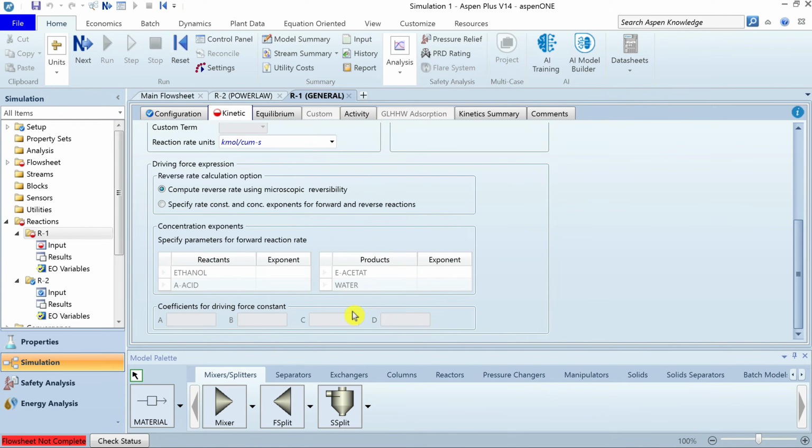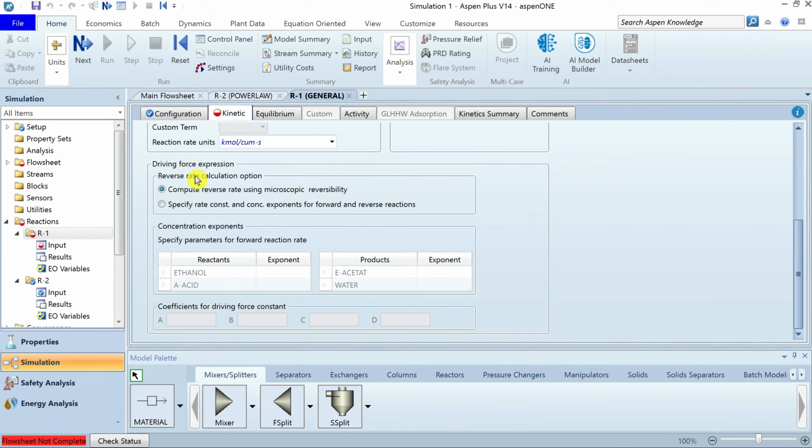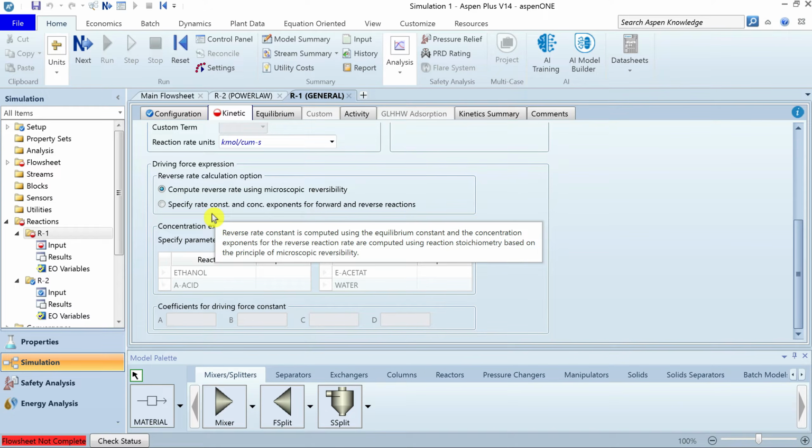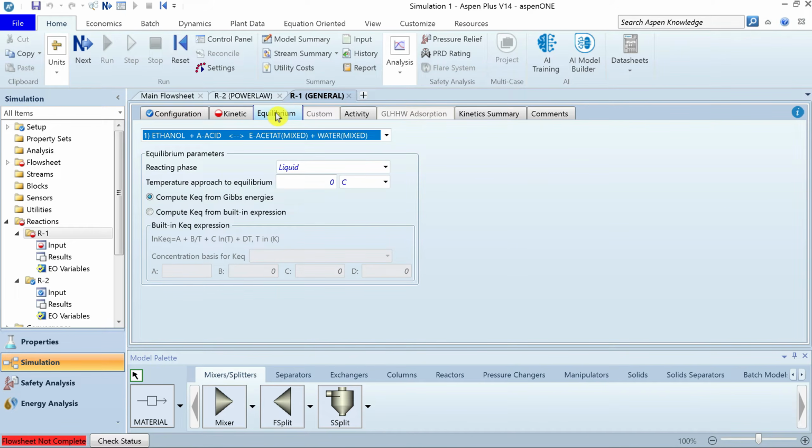On the same page, you can notice that Aspen Plus allows to calculate the reaction rate based on the driving force expression, where you can compute the reverse rate using default microscopic reversibility, or you can separately define the rate constant and concentration exponents of the forward and backward reactions. For this exercise, let's go to the equilibrium tab and define the magnitude of the equilibrium constant.